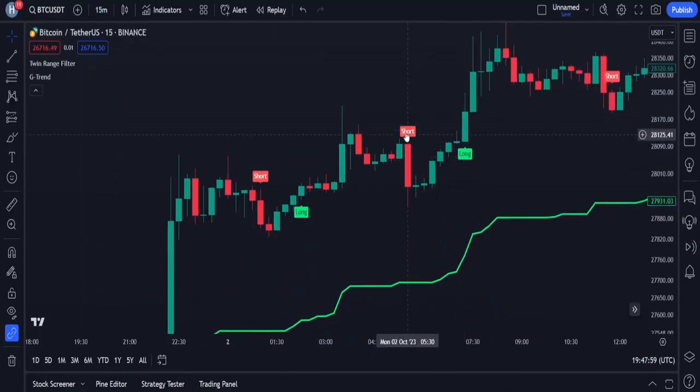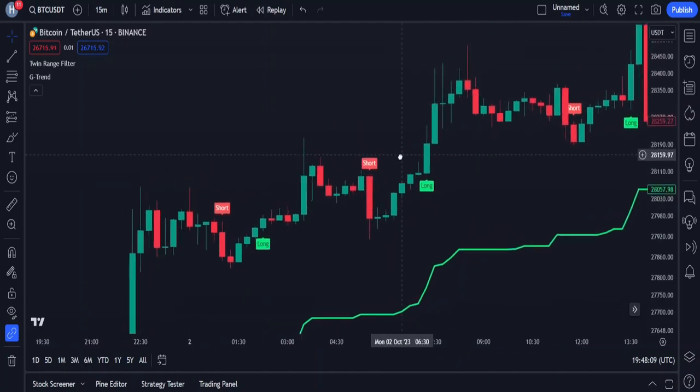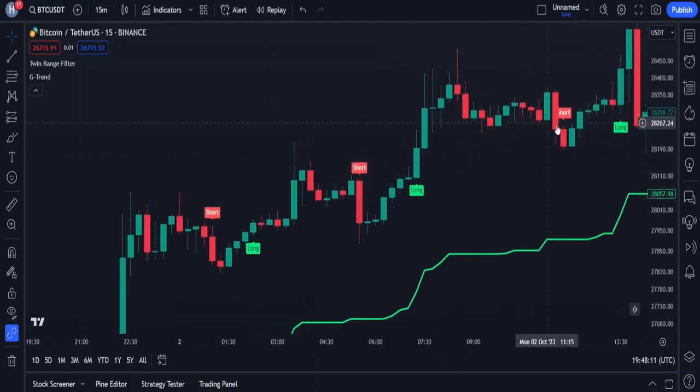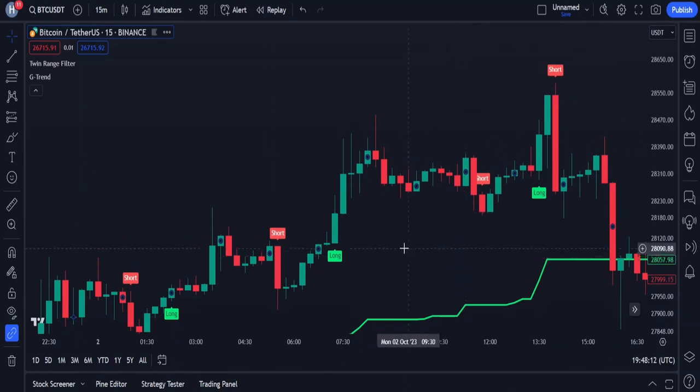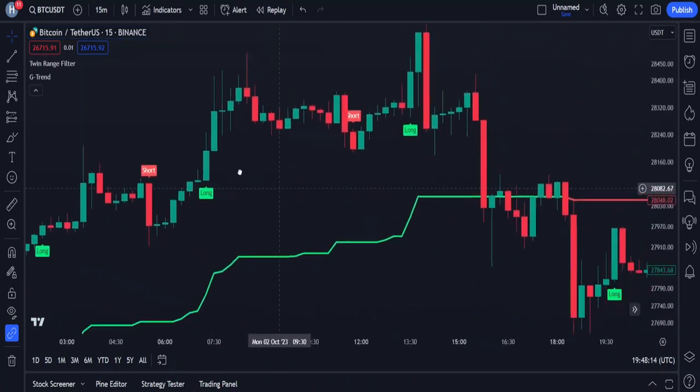Here we can see we got a sell signal, but the G-trend indicator tells us that the momentum of the price is upwards. So in a situation like this, we will not enter a trade, and we can see this was a fake signal, and with the help of the G-trend indicator, we can filter a lot of signals like these.